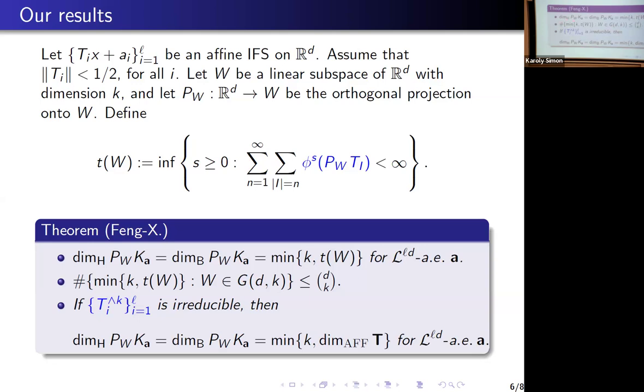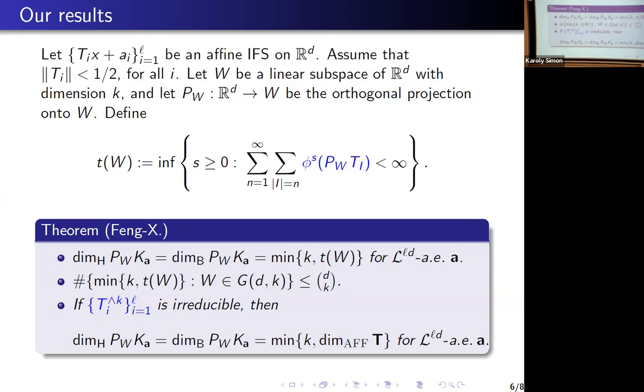Our first result says that for almost all translations, the Hausdorff dimension and the box-counting dimension of P_W K are both equal to the minimum of k and T_W. And there is an interesting question: if we fix the numbers d and k and let W move among the Grassmannian G(d,k), how many possible values can the dimension of P_W K take?